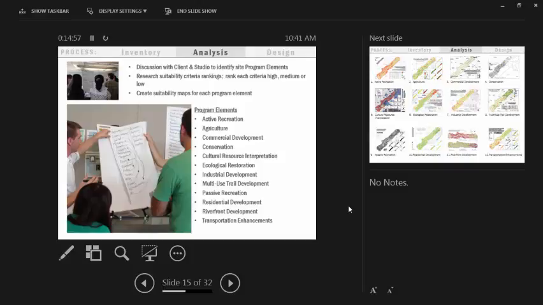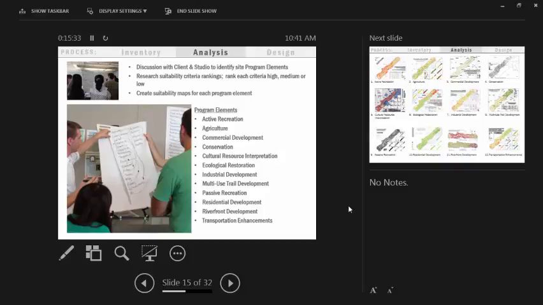Then we moved into analysis, and this was really building off of your standard suitability analysis done in GIS. In order to do the suitability, we had to start thinking about what are the proposed uses of this corridor. What sorts of things do we want to incorporate into the land use plan? You can see those program elements listed here, things like active recreation, agriculture, different types of development, of course, conservation areas, transportation enhancements, industrial development, and so forth.